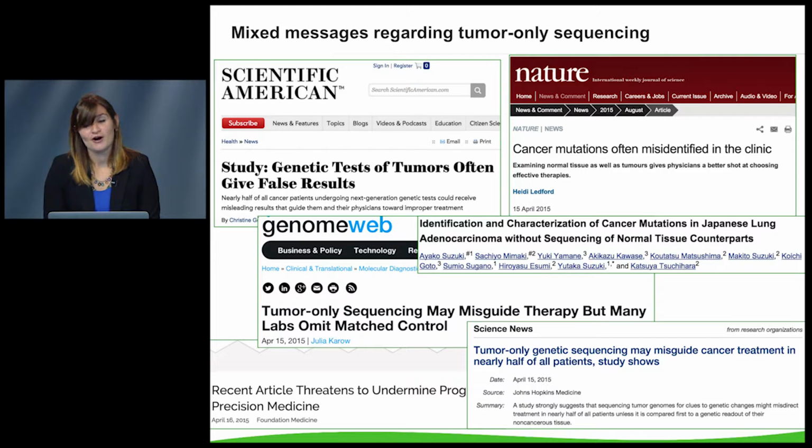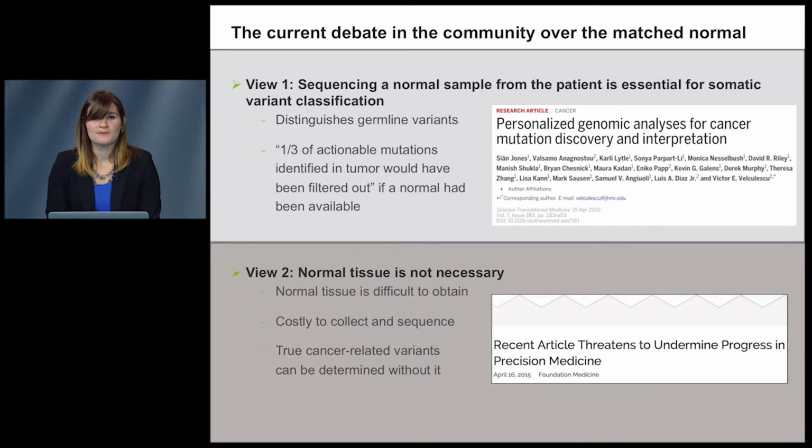So last year, we saw quite a bit of controversy over tumor-only sequencing, or sequencing just the tumor without using the matched normal for reference. The current debate over the importance of the matched normal for accurate tumor genetic profiling features 2 main viewpoints. On one side, an important paper from earlier last year concluded that the normal sample is necessary to identify germline variants, and up to 1/3 of actionable mutations they found would have been filtered out if the matched normal had been available. On the other side, other groups have asserted that to identify key cancer-related variants, the normal is not necessary and is logistically often difficult to obtain. So these groups continued to provide exclusively tumor-only sequencing and analysis.